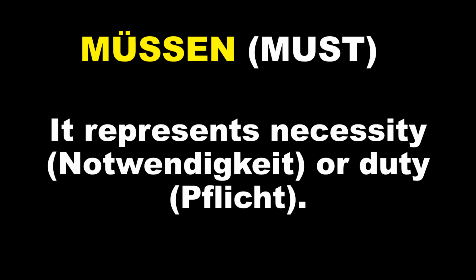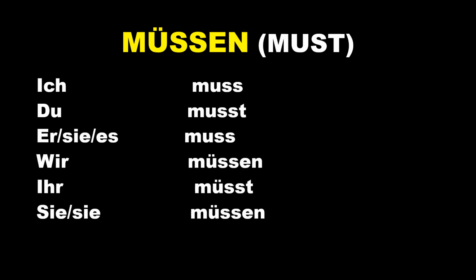Now, let's see how to conjugate the verb müssen. Ich muss, du musst, sie es muss, wir müssen, ihr müsst, sie müssen. Now you can see again the first person singular form and the third person singular form are similar. So it's easy to remember. That is how we conjugate the verb müssen. Let's go ahead.